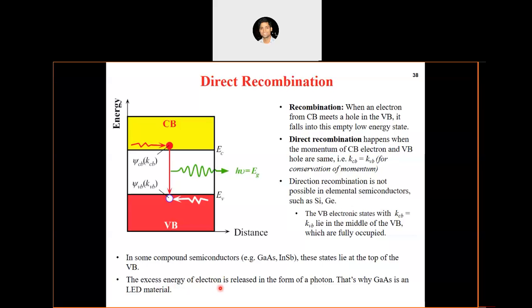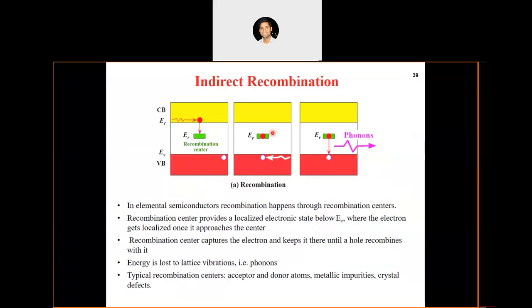So these compound semiconductors are used as LED material, like gallium arsenide. It is used as an LED material because the extra energy after the electron transition from the conduction band to the valence band is released in the form of a photon. This photon can be used for lighting purposes, right? This happens only in direct recombination. Now let us look at indirect recombination.